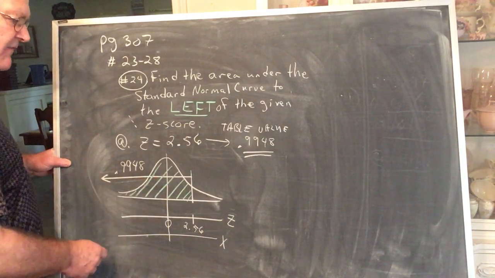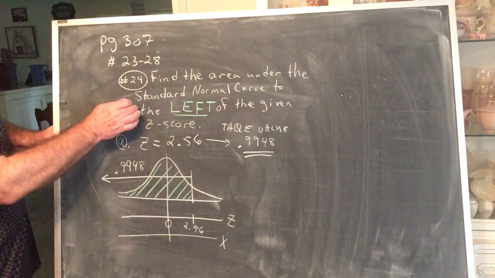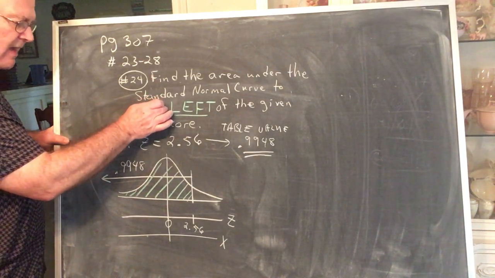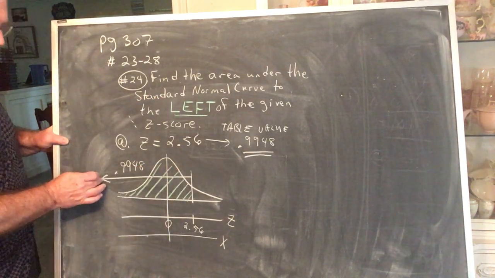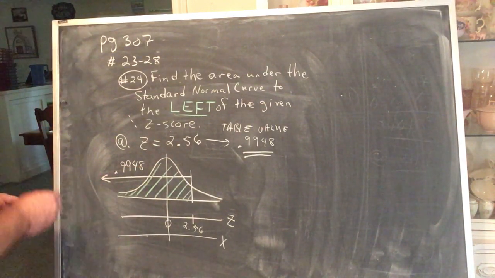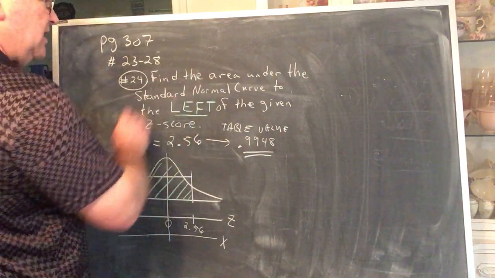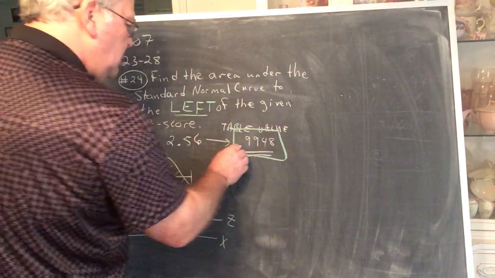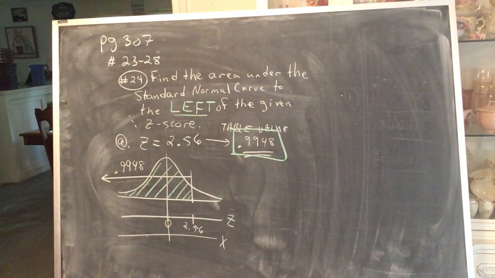If that's what you're asked to find, then you're finished. Well, in this case, that is what we're asked to find. We are asked to find the area to the left. This gives us the area to the left. And so, find the area under the standard normal curve to the left of the given value. Our answer is 0.9948.